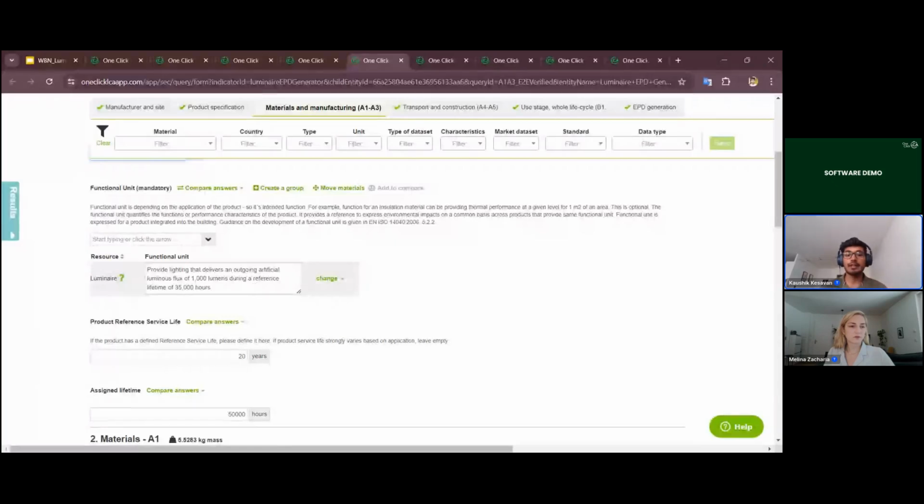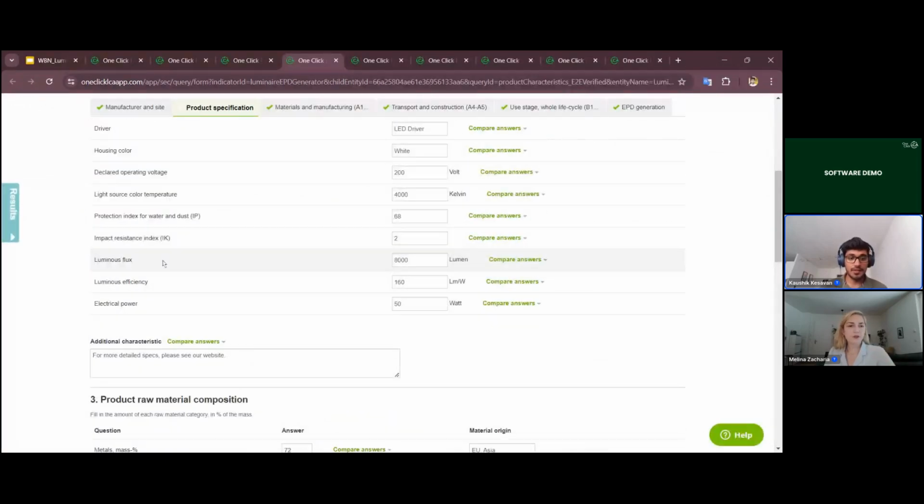So here I've taken 1,000 lumens and 35,000 hours as the base, because from what I've seen, in the lighting industry, it's often common to show the impacts for this specific dimension. The product that we are modeling is going to be more than this. Like we saw in the previous stage, the characteristics show that this product is for 8,000 lumens, and some other products may have like 12,000 or even 20,000 lumens. So it's not directly compatible in such cases.